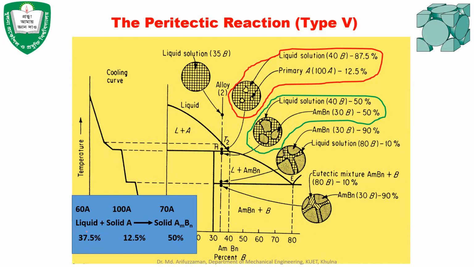So that's what I was talking about: the liquid that has 60A, 40B will react with the total solid, 12.5% solid A, to produce solid A and B at 50%. And then 50% liquid will remain in this region at this temperature, just below the peritectic temperature line.